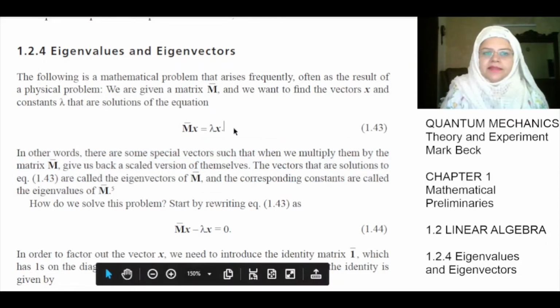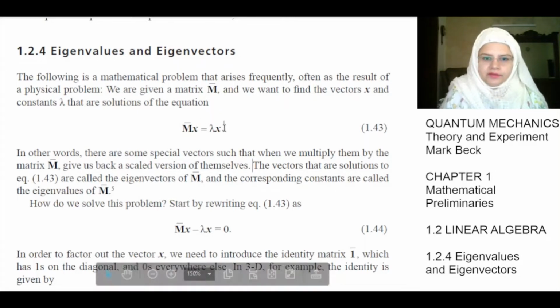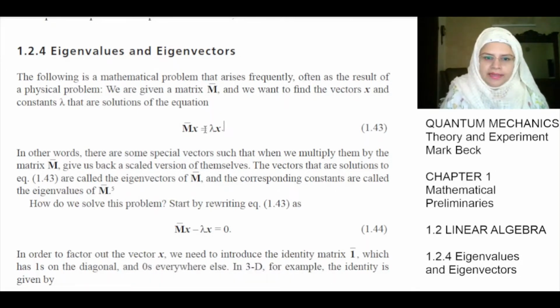If we multiply the matrix M bar with the vector x, we get back the same vector x and a constant lambda. Lambda is called the eigenvalue, x is the eigenvector, and this is known as the eigenvalue equation.